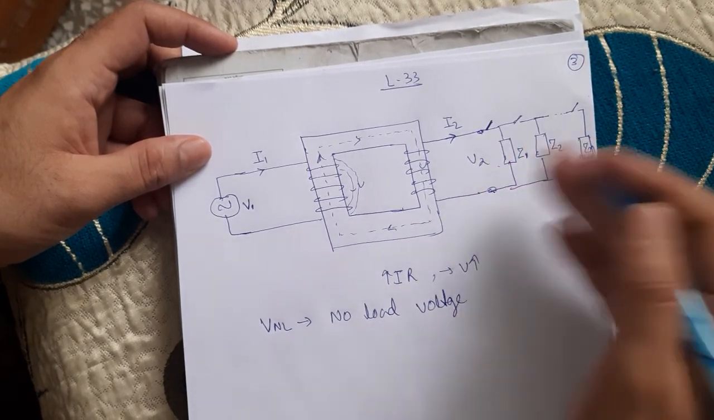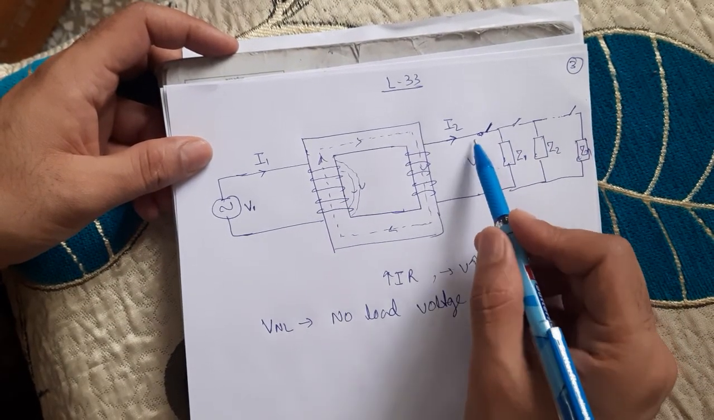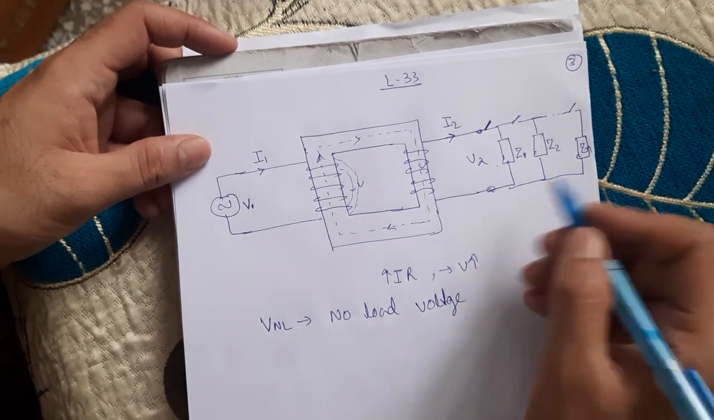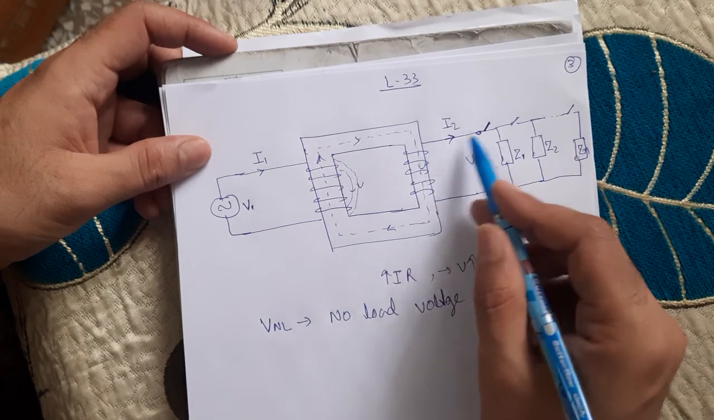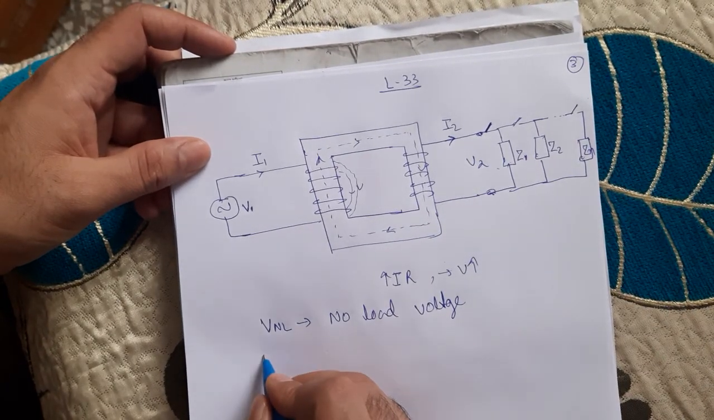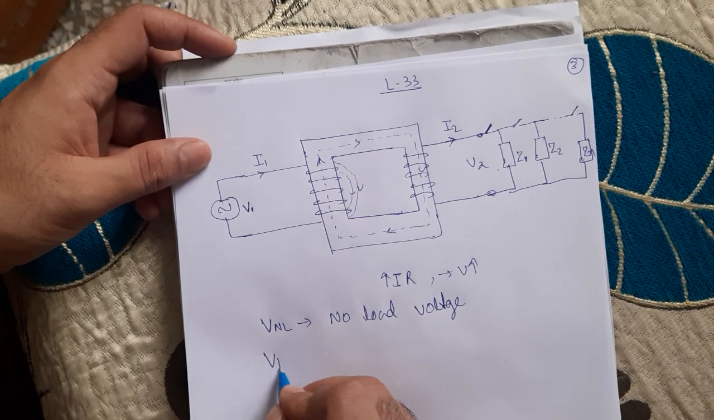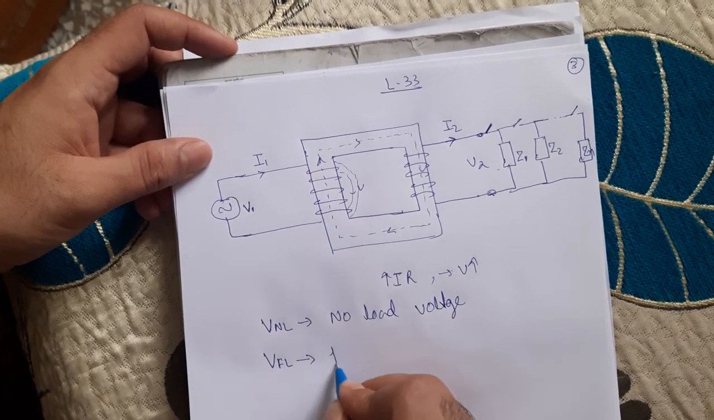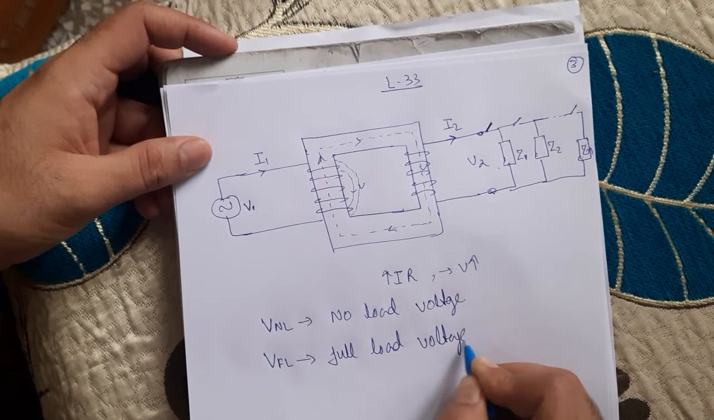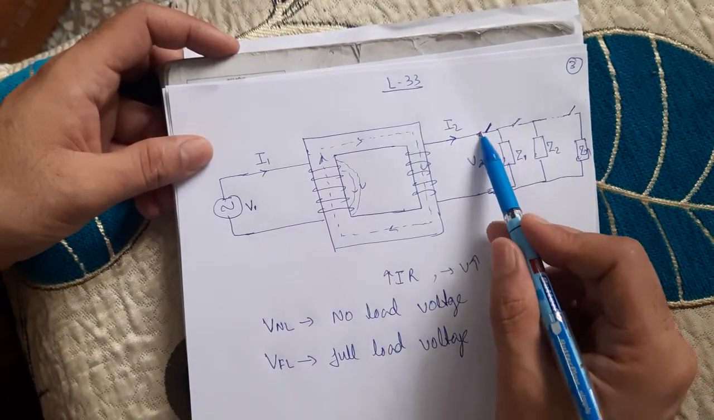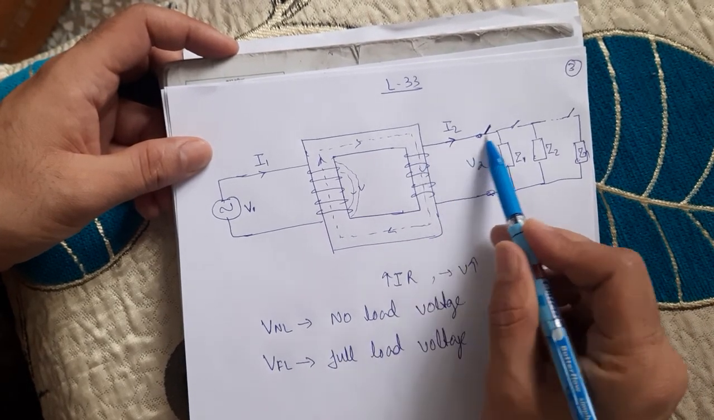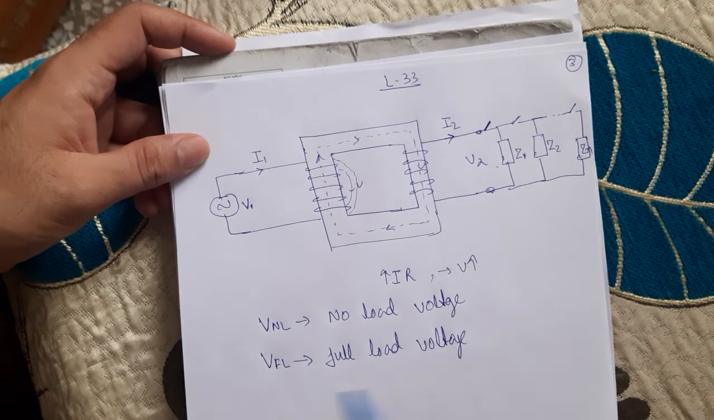Then I will keep on increasing the load and I will keep on monitoring the voltage across these terminals. So it will keep on decreasing. Up to a point when full load current is flowing, this full load means full I2 is flowing up to its rated value, that at that time I am saying the voltage is V full load. Full load voltage means the voltage across these two terminals when full load current is flowing in the secondary terminal.